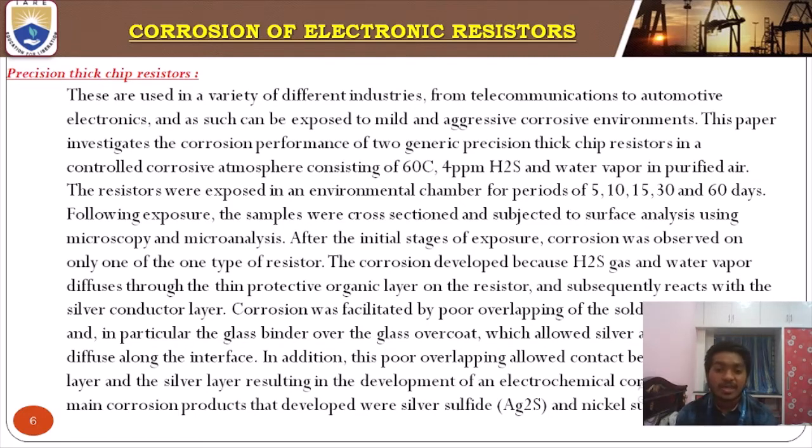Corrosion was facilitated by a poor overlapping of the solder and nickel layer, and in particular the glass blended over the glass overcoat before the polymer overcoat, which allowed silver and sulfur to diffuse along the interface. In addition, this poor overlapping allowed contact between the nickel layer and the silver layer, resulting in the development of electrochemical corrosion. The main corrosion products are silver sulfide and nickel sulfide residue.